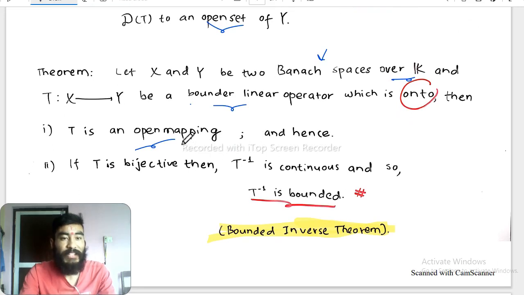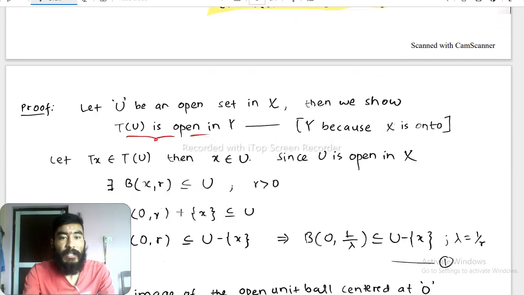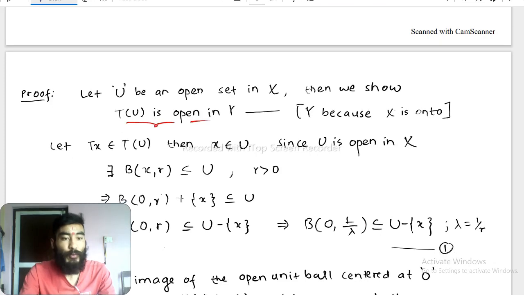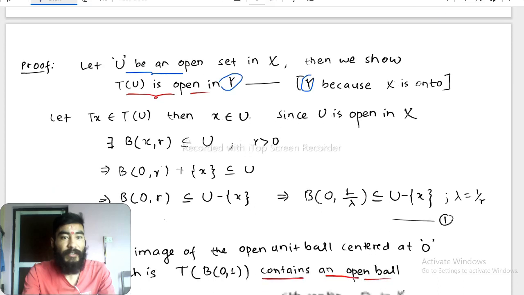To prove T is an open mapping, first we need to take an open set in its domain and show its image is open in the codomain. So let U be an open set in X, then we show TU is open in Y. We take the set open in Y because T is onto. So here the range equals the codomain, so TU is open in Y. This is the reason why T being onto was necessary.